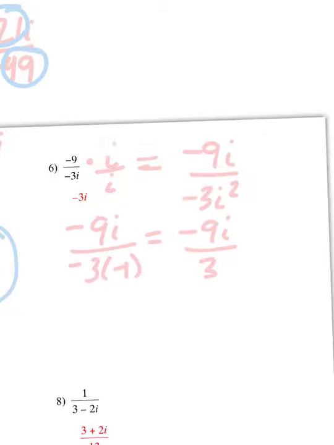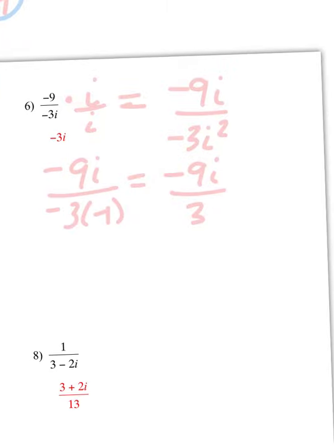So, of course, 9 can be divided by 3. Since it's negative, it'll be a negative 3, and then there's your i value. Again, this is only possible because these two are actually divisible. 9 divided by 3 is 3. In this case, a negative 9 divided by 3 is negative 3. If it had been 8, then I would not have been able to do that last step. Okay?